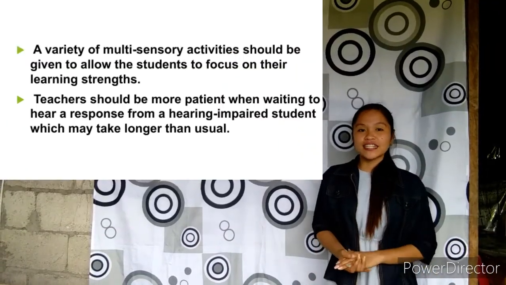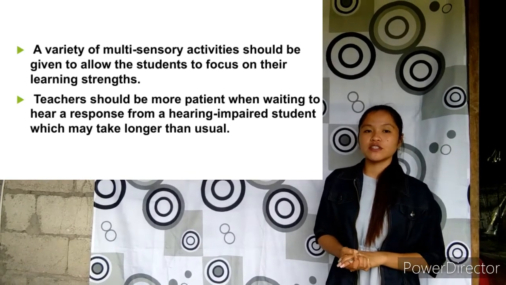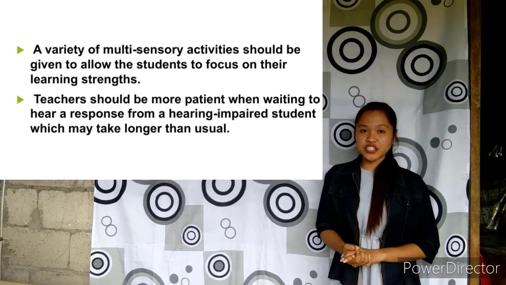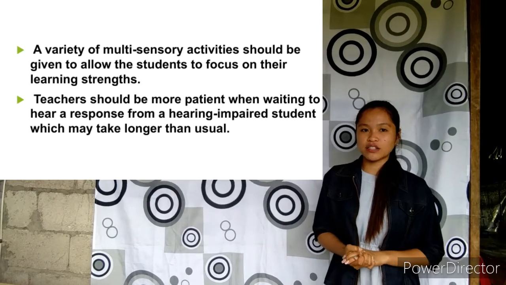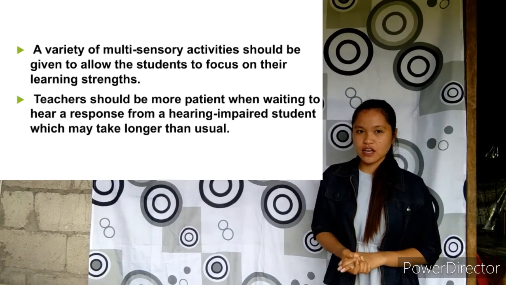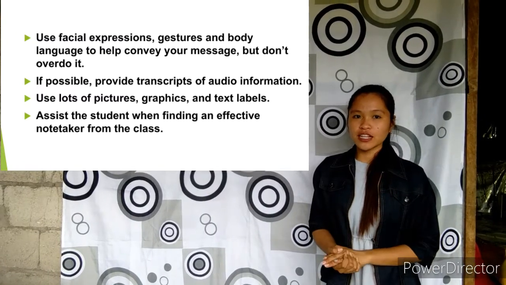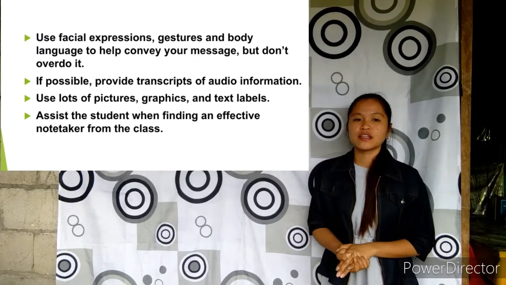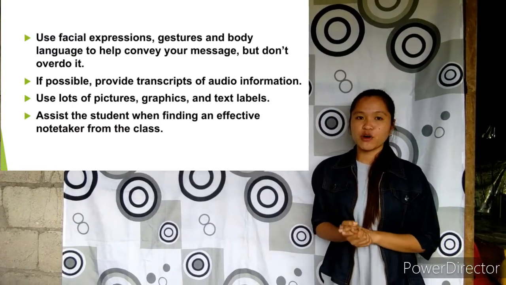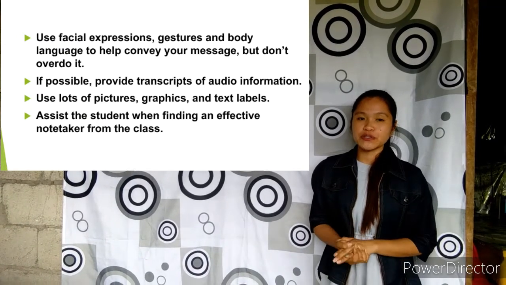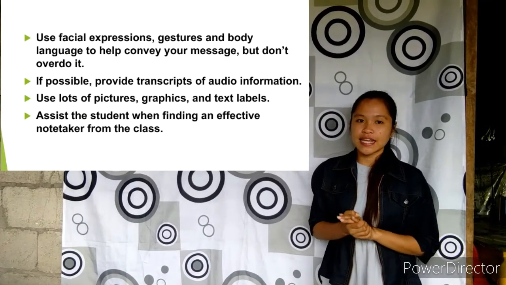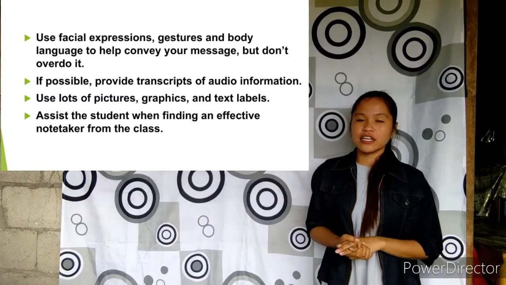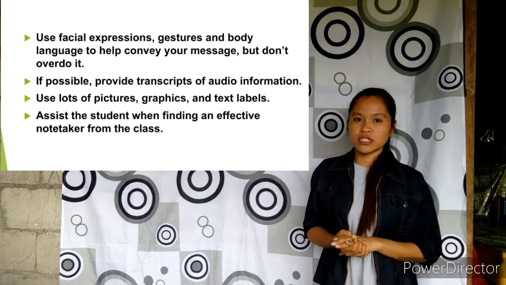A variety of multisensory activities should be given to allow the students to focus on their strengths. A teacher should be patient in waiting to hear a response from a hearing impaired student. Another is to use facial expressions, gestures, and body language in conveying a message. If possible, provide a transcript of audio information. Use pictures, graphics, and text labels. And lastly, help the student in finding an effective note taker.